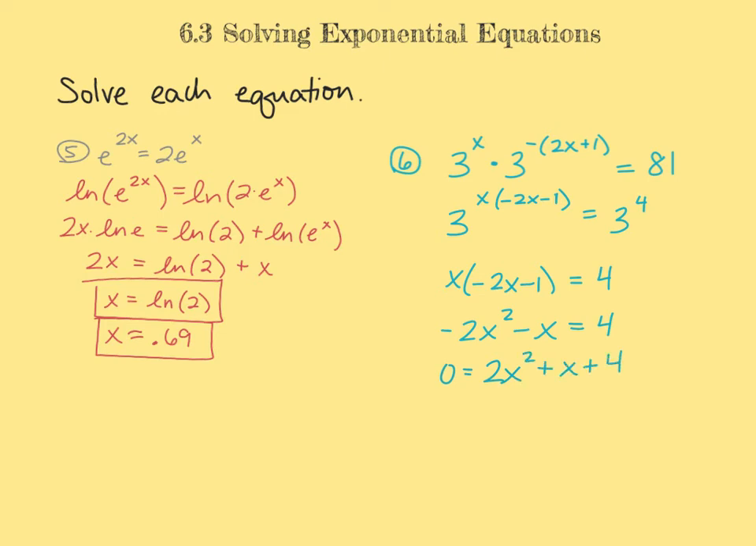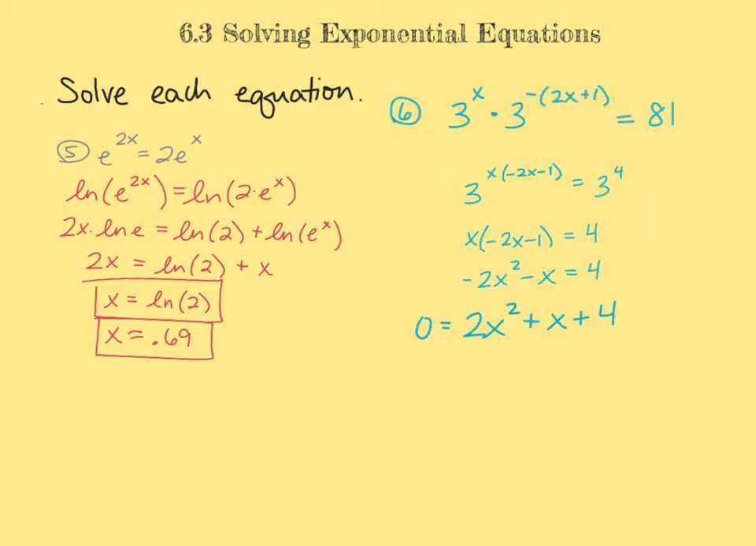When we have a quadratic and we want to solve it, we want to get it set to 0. So we have a quadratic trinomial here. Is it factorable? A times c is 8, and our middle term is 1. Are there 2 numbers that multiply to 8 that add up to 1? No. So we can use the quadratic formula. We have a is 2, b is 1, and c is 4.